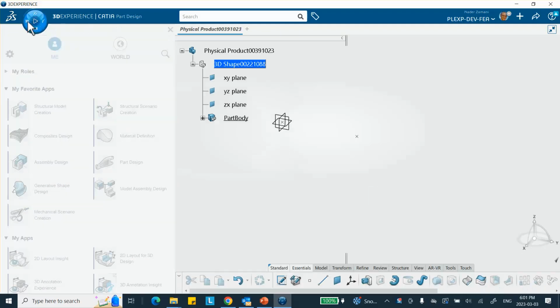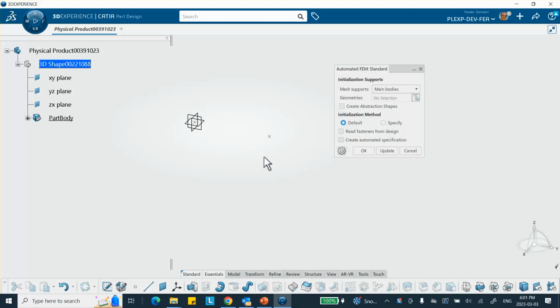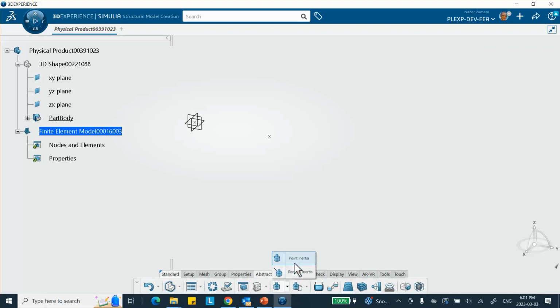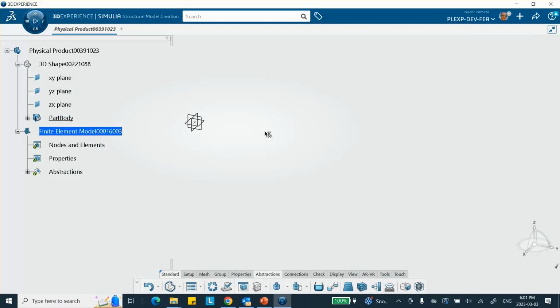This is our model. Now we're going to go to structural model creation, standard icon, accept the defaults here, and then place the mass. You have to go to the abstraction tab right there. See that? Towards the middle, you have the point inertia, which is a point mass basically. Click on it, put 2 kilogram, and then place it right at that location. If you look closely, you see something that looks like a weight here, which is supposed to be our mass.